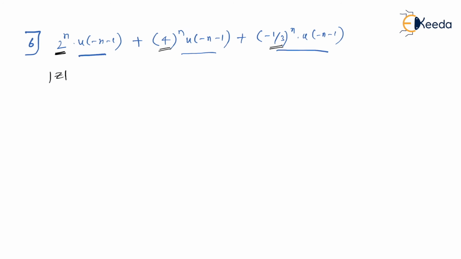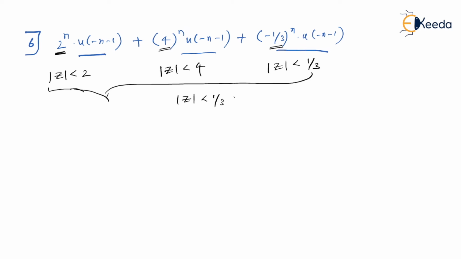So here mod of z will be less than 2, here mod of z will be less than 4, and here mod of z will be less than 1 by 3. Then we have to take a common ROC. So what is the common ROC? Of course, I must go for mod of z less than 1 by 3, because if mod of z is less than 1 by 3, it will be less than 2 also, and less than 4 also. Therefore, we are selecting this as the ROC, that is mod of z less than 1 by 3.